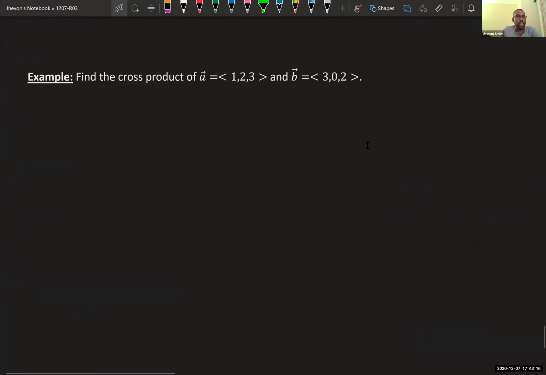I actually want you guys to take a couple minutes and do this on your own. I'll give you until like 5:45. Find the cross product of this guy. Tell me what it is.